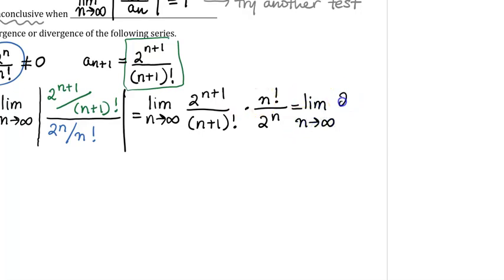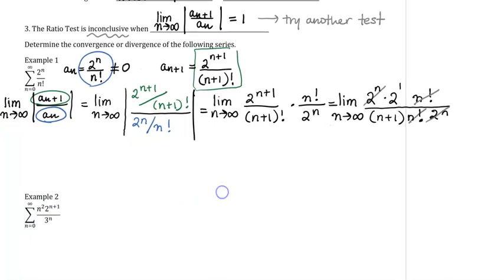The 2 to the n plus 1 I will separate as a 2 to the n multiplied by 2, because that 2 does have an exponent of 1 on it. The n plus 1 factorial I will start expanding into an n plus 1 times n factorial. And I'm going to stop at the n factorial because there is the n factorial in the second numerator, and then there's the 2 to the n in the denominator. At this point, the 2 to the n's can cancel as well as the n factorials, which leaves us with the limit as n approaches infinity of 2 divided by n plus 1.